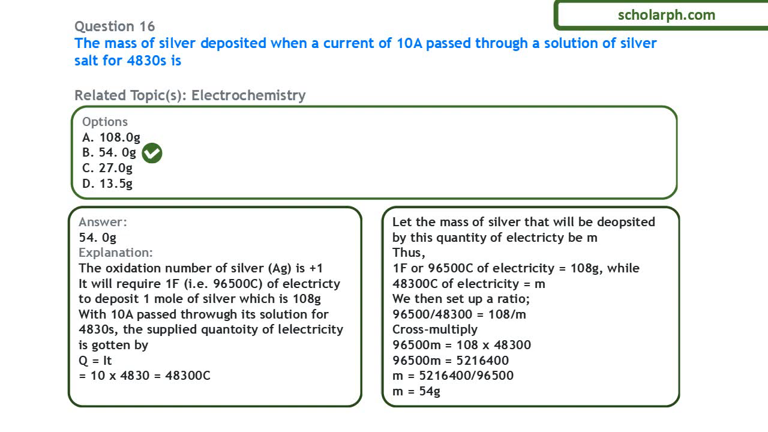So on this side we have 5,216,400. To get the value of M here, we are going to divide both sides by 96,500. So dividing both sides by 96,500, we have M to be equal to 54 grams. So that means that this quantity of electricity is going to produce 54 grams of silver.